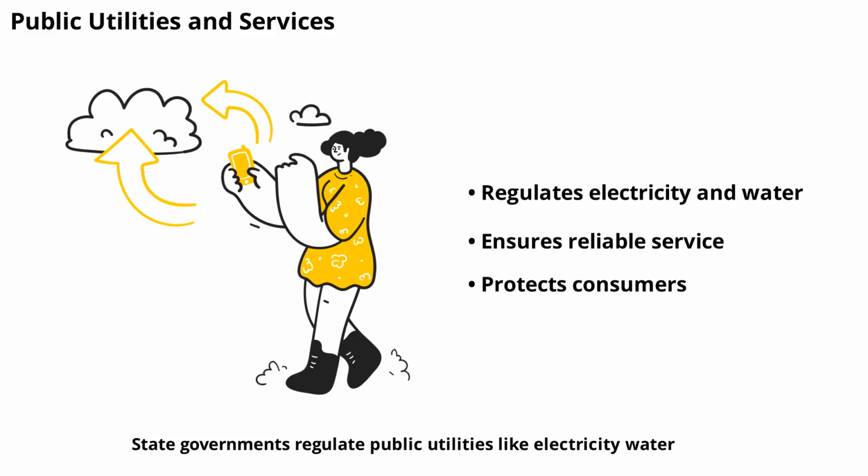State governments regulate public utilities like electricity, water, and telecommunications. They set rates, ensure reliable service, and protect consumers from unfair practices. By overseeing these essential services, states help ensure that everyone has access to the resources they need for daily life.